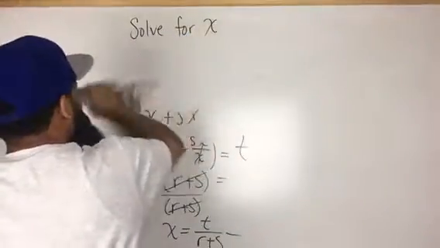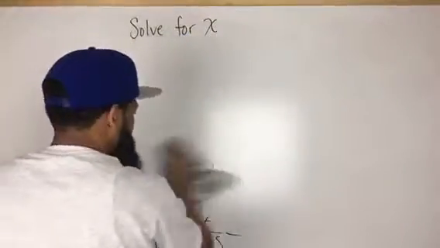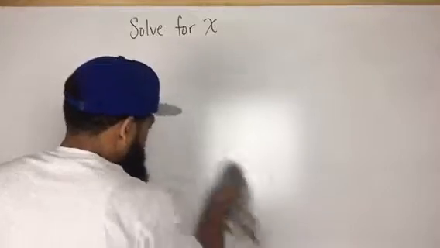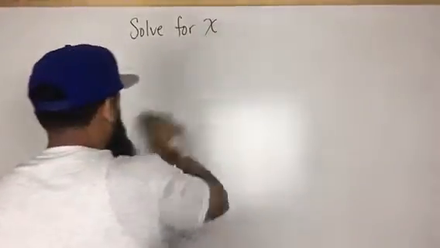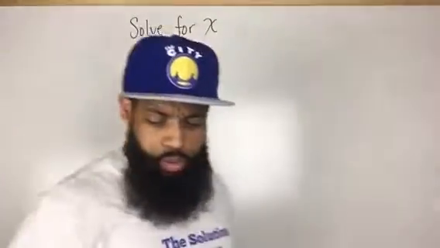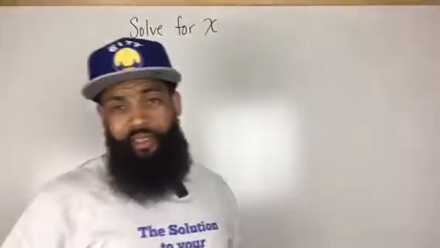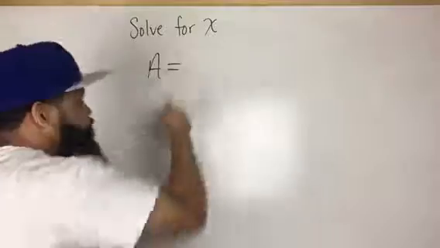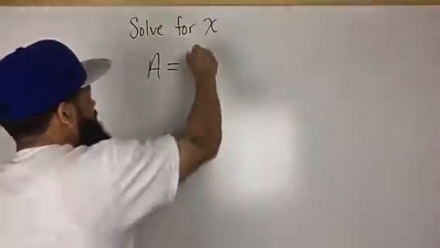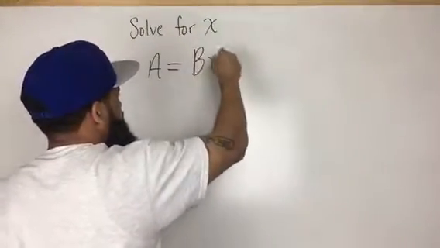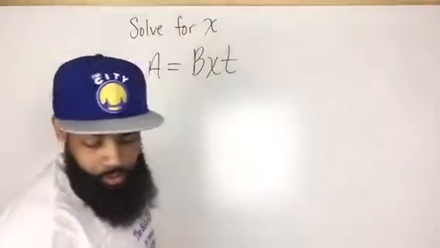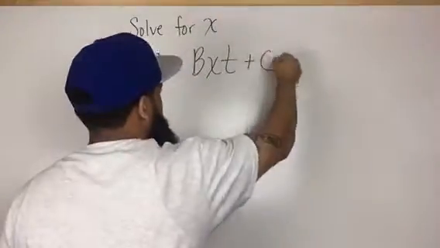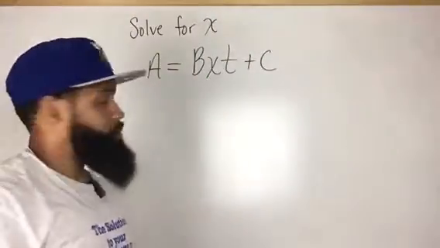And actually, I just thought about one more type of example that we can show. And there's several different types of examples. You may see these examples in formulas and things like that. So let's say I have A is equal to bxt and then plus c, okay? And I want to solve for x again, all right?